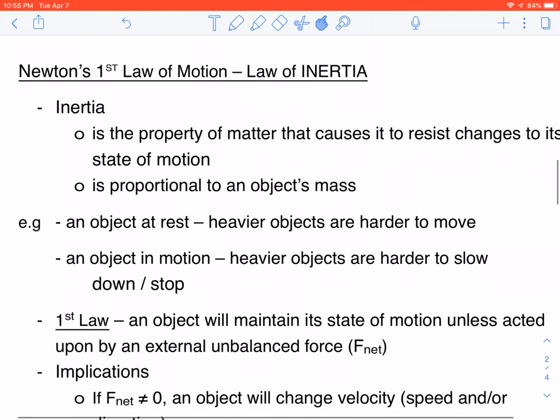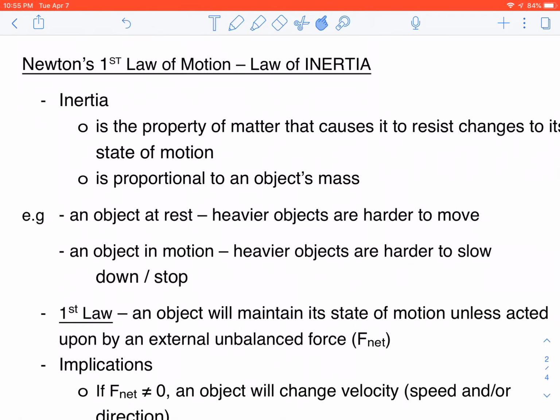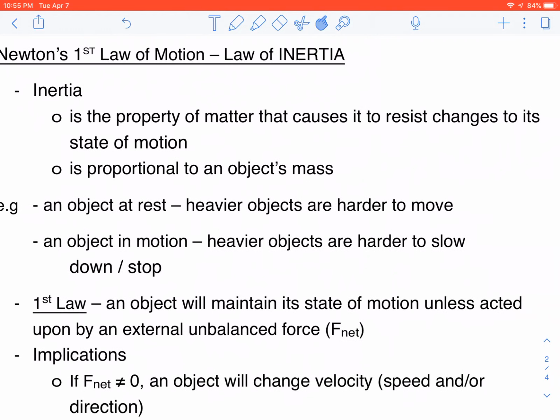Okay, I want to start here talking a little bit about Newton's first law of motion, which is the law of inertia. So when we talk about inertia, all objects have inertia, and the inertia present in an object is determined by largely its mass. So what inertia is, it's a tendency of an object to resist a change in its state of motion. Whatever it's doing, it wants to keep doing that.